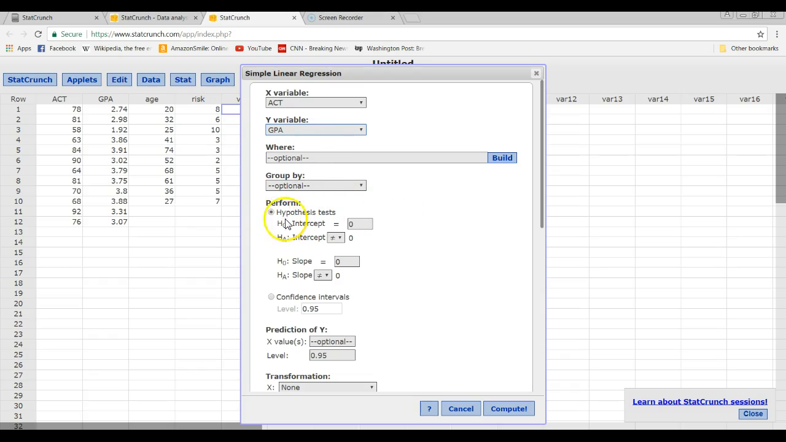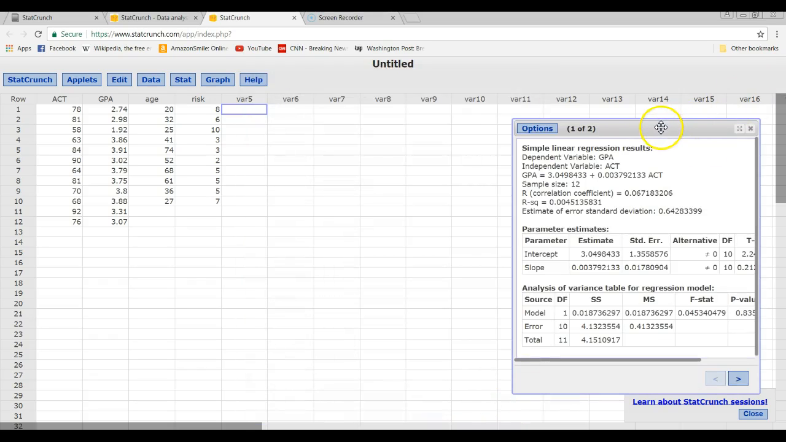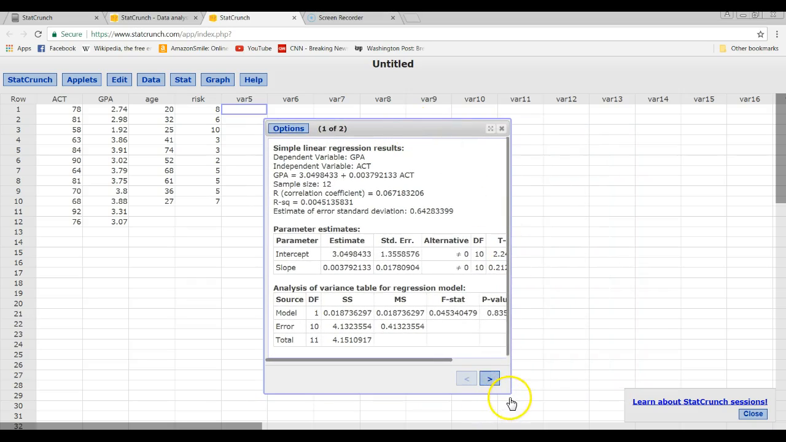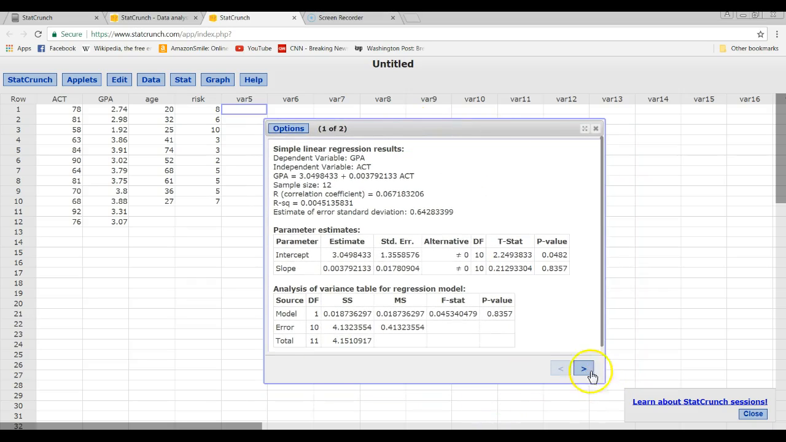All right, so here under hypothesis test, just leave that at not equal 0. And if you want to predict a value of y, we'll get to that in a minute. So just hit compute. And this gives us the output we need. So you're going to copy this and, as usual, paste it into your homework.